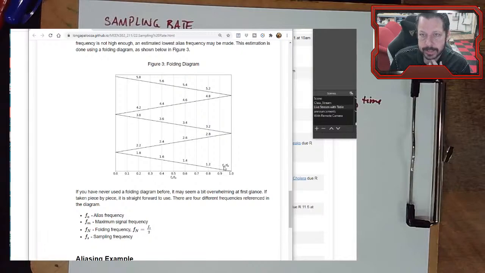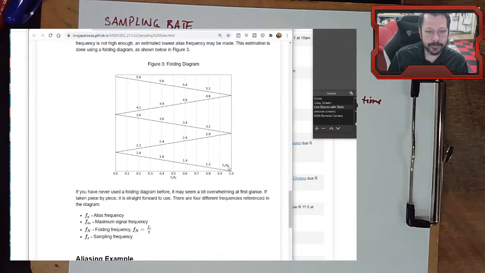FM, we already talked about that. That's our maximum signal, the 10 hertz that we were trying to capture before. FA, that's the alias. So what could the 10 hertz show up as if I don't sample fast enough? FN, here and here, that's the folding frequency, which is just your sampling frequency divided by 2. So that's coming from the Nyquist theorem.